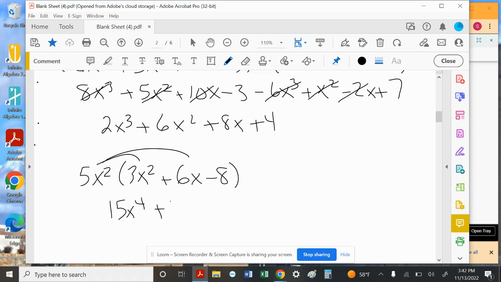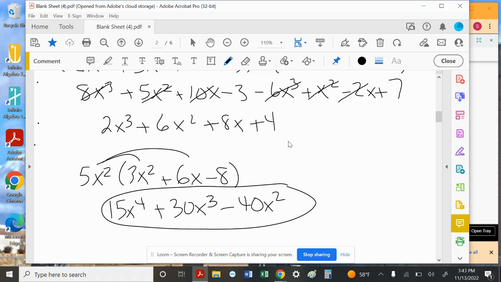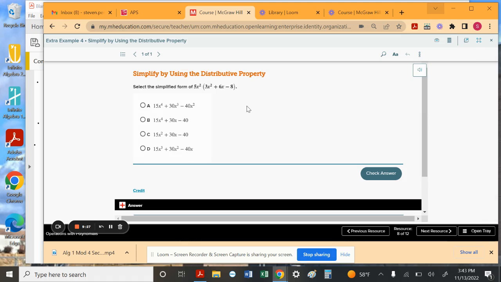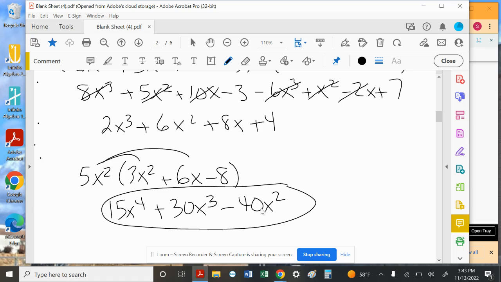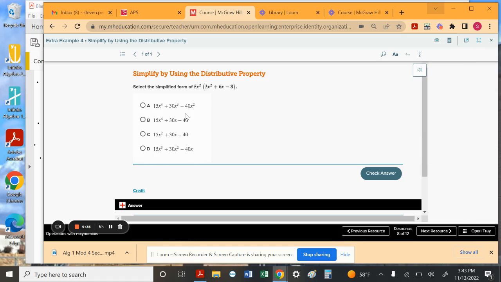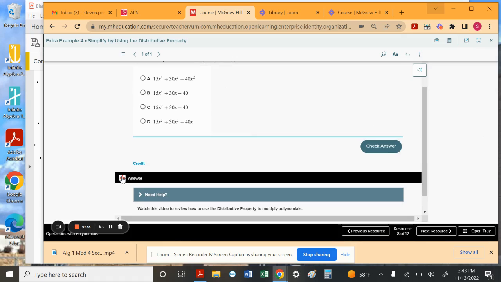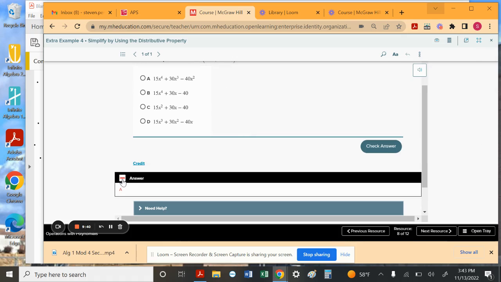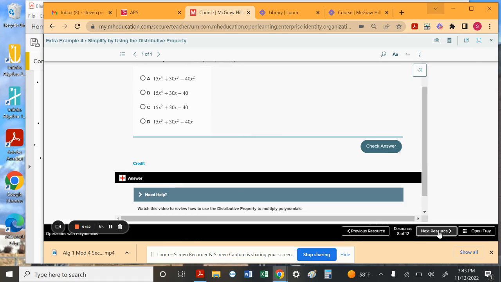Then we have plus 30x cubed and minus 40x squared. Okay, so then we have those terms as we go through it. That would be my answer. And that's what we'd be looking at: 15, 30, and negative 40. So 15, 30, and negative 40, actually all of them are that way. So to the fourth, just to make sure, to the fourth, to the third, and to the second. So it should be A. The answer is A. Okay, moving on.